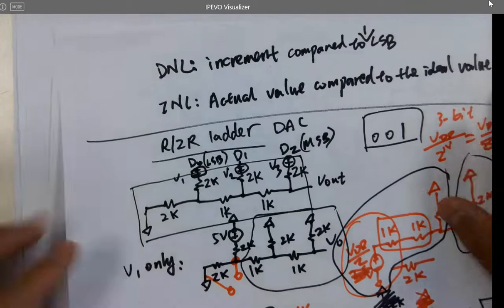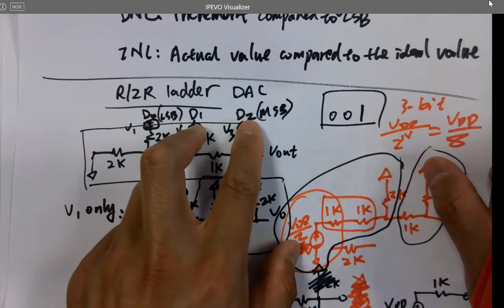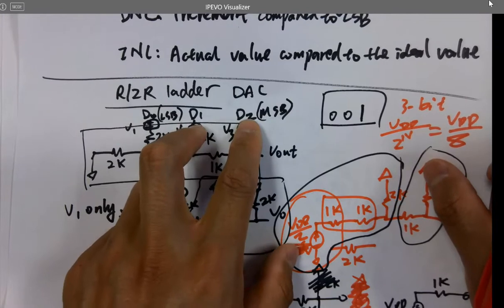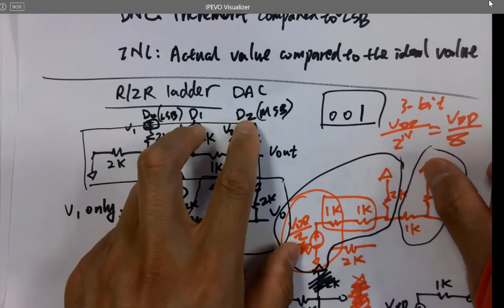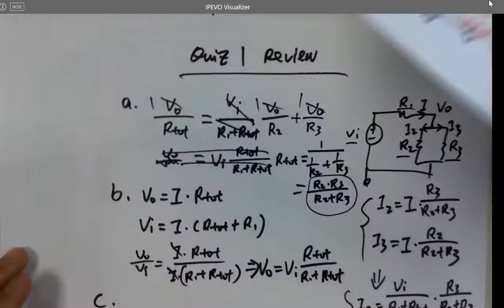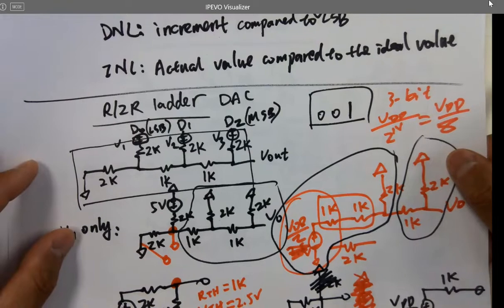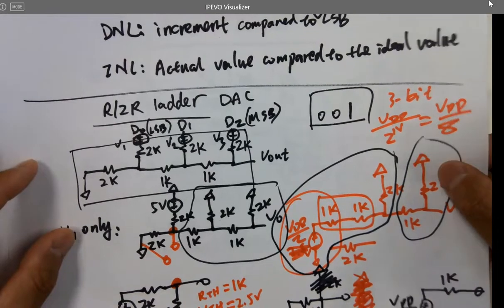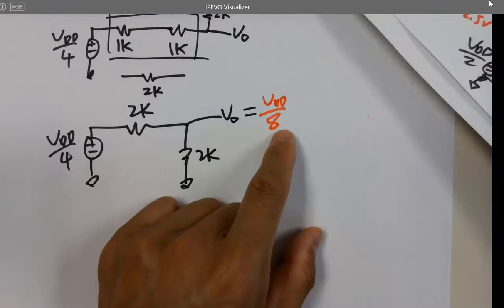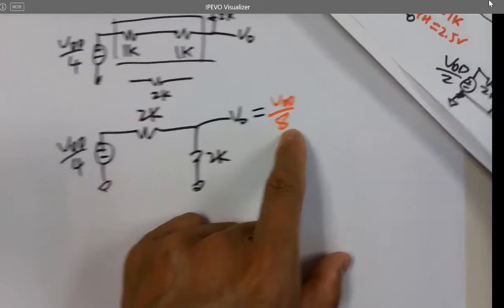But now if I only input 001, what are the contributions from these 2 bits? Nothing. So if you have 001 as a digital input, what's the analog output you are expecting? Of VDD, which is correct. We just did the calculation. It's exactly that value.